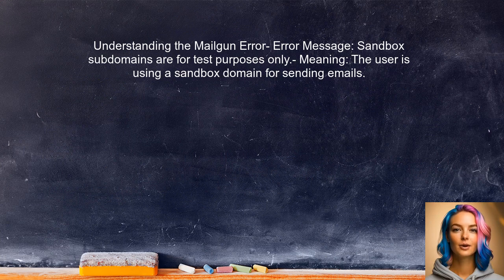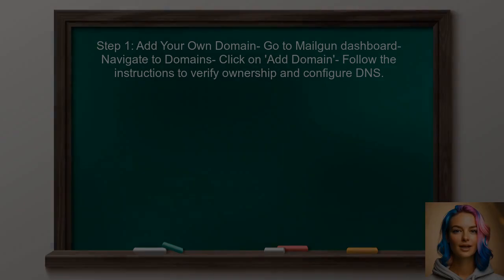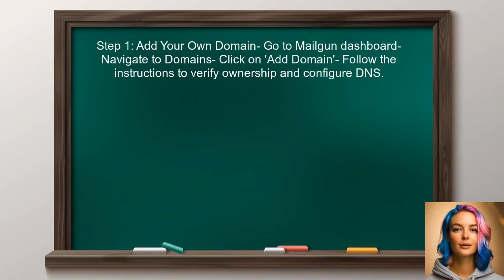To resolve the Mailgun error, the user should first understand that the message indicates they are trying to send an email using a Sandbox domain. Sandbox domains are intended for testing purposes only. Next, the user needs to add their own domain to Mailgun. This involves verifying the domain ownership and configuring the DNS settings as instructed by Mailgun.